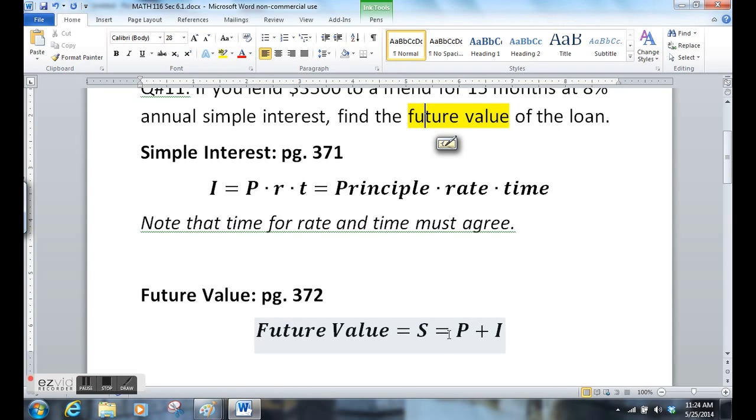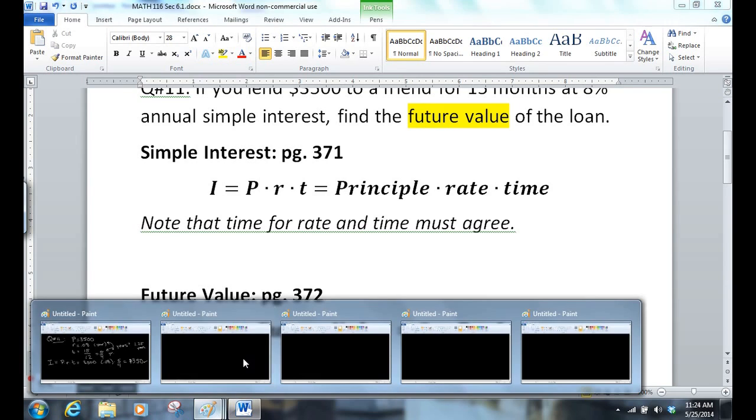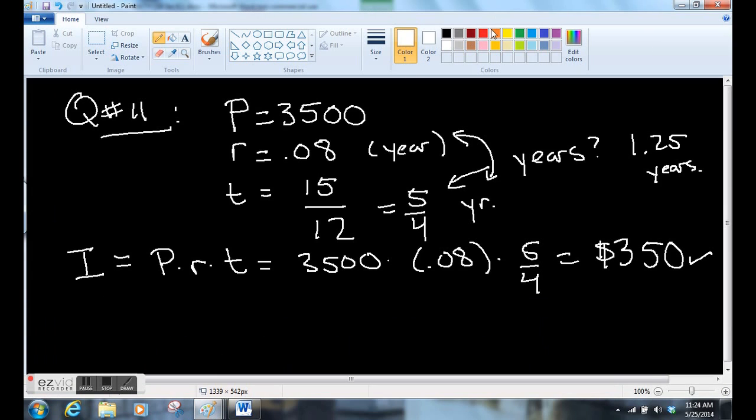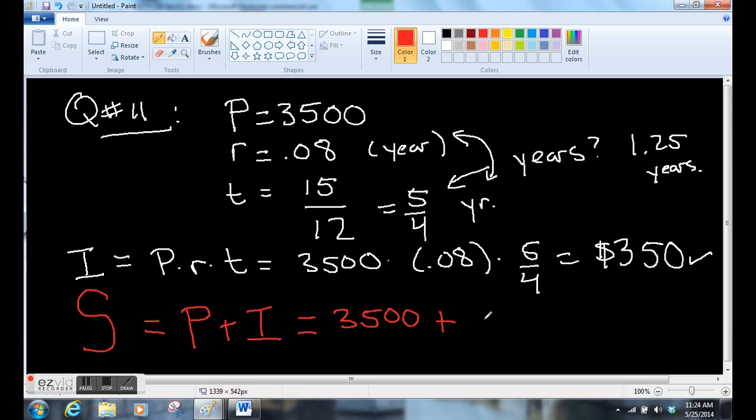Okay, future value S equals principal plus interest. So essentially, how much are you getting back in your 15 months? S, I'll make it red for Superman, future value is equal to the principal, how much he owes you, plus the interest. That makes sense, right? When he pays you back, you're going to get the $3,500 he owes you, your friend, plus the $350. So the total that you're going to get back is $3,850. So the future value is $3,850.